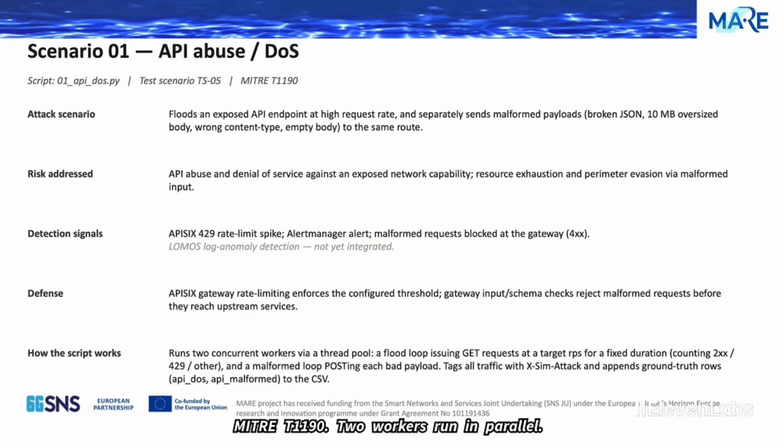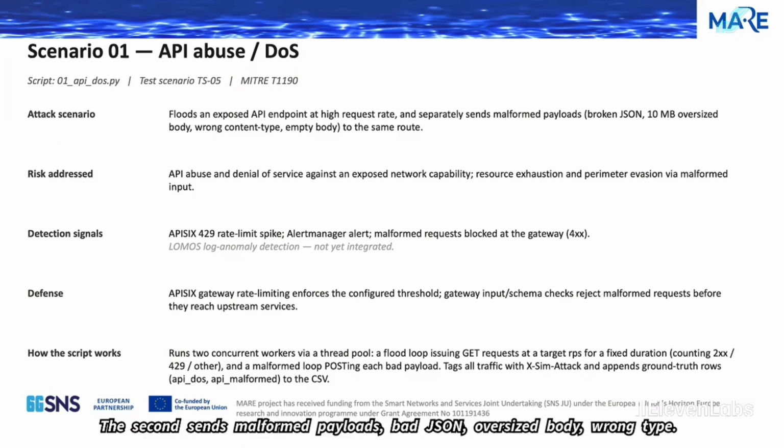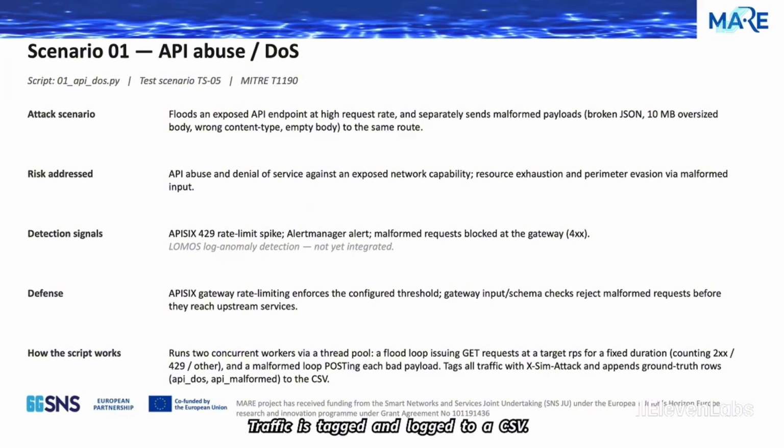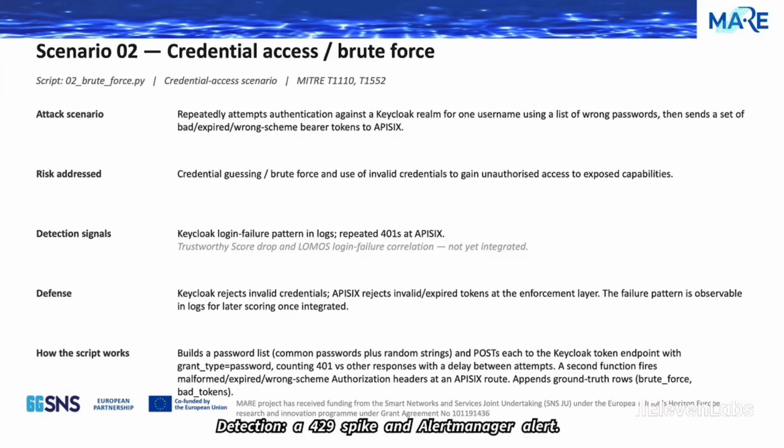Scenario 1 is API abuse and denial of service, MITRE T1190. 2 workers run in parallel. The first floods the endpoint above the limit, counting 200s and 429s. The second sends malformed payloads: bad JSON, oversized body, wrong type. Traffic is tagged and logged to a CSV. Detection: a 429 spike triggers an Alertmanager alert.